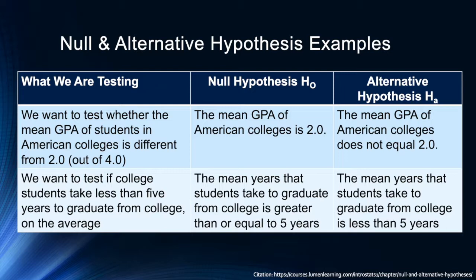So another example is we want to test whether the mean GPA of students is different than 2.0 out of 4.0. So our null hypothesis would be the mean GPA of American colleges is 2.0. We want to prove that the mean GPA of colleges does not equal 2.0. And then we want to test if college students take less than 5 years to graduate from college on average. Our null hypothesis would be the mean years that students take to graduate from college is greater than or equal to 5 years. Our alternative hypothesis would be the opposite of that. The mean years that students take to graduate from college is less than 5 years.